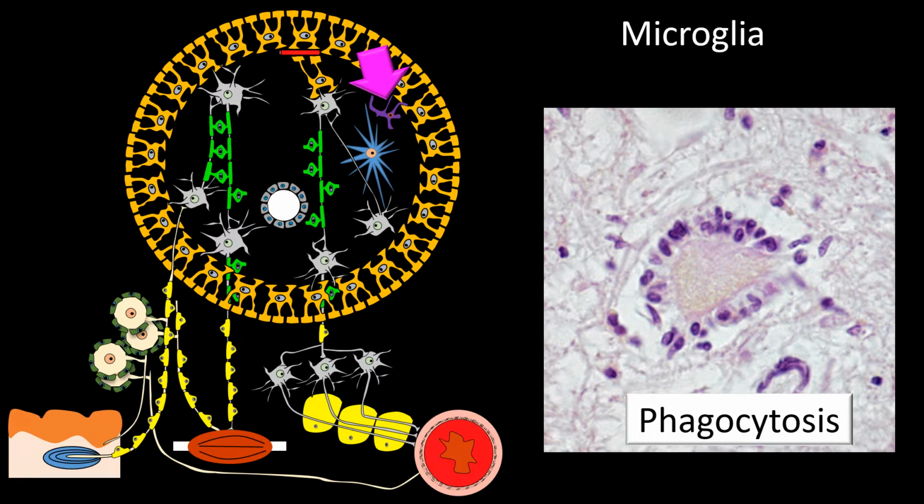Some scientists believe microglia derive from monocyte-related stem cells that invade the central nervous system early in development. Others believe that microglia derive from neural epithelium.